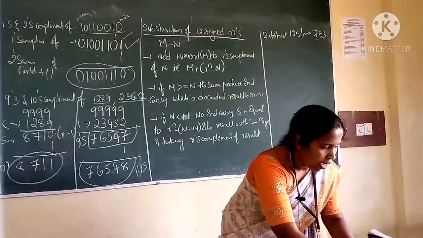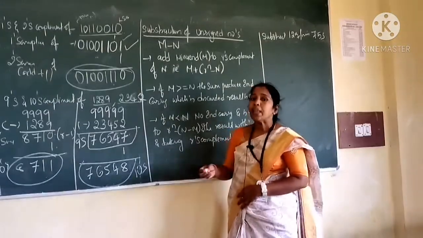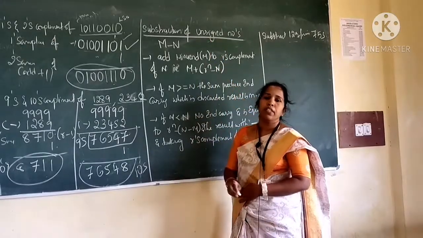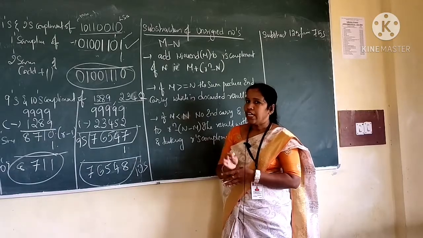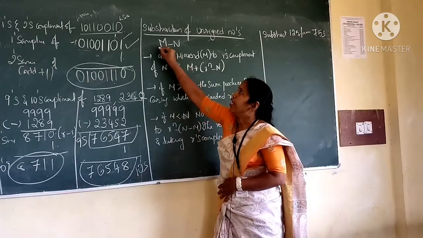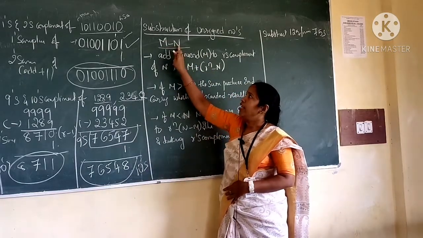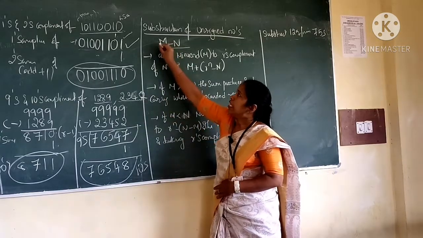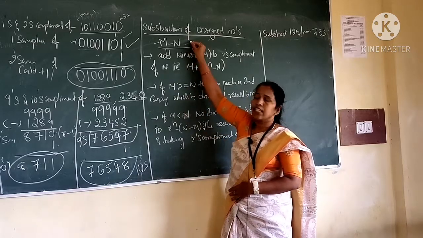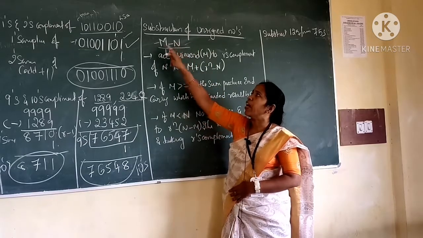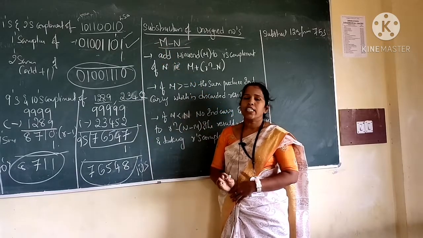So the next concept we have is subtraction of unsigned numbers, right? So here I want to subtract unsigned numbers. Here I have taken m minus n. Subtraction is nothing but n is subtracted from m. So this m I am considering as the minuend, and n is considered as the subtrahend, because this is subtracted from m.